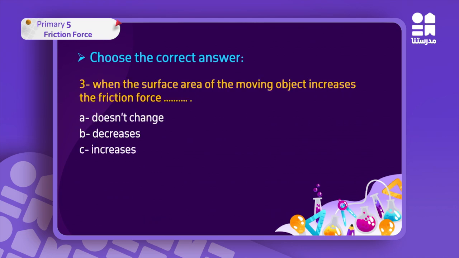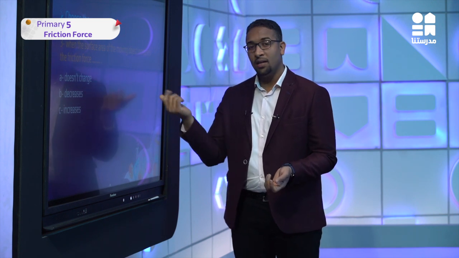When the surface area of a moving object increases, the friction force doesn't change, decreases, or increases? We know the relation between friction force and surface area is a direct relation. By increasing surface area, the friction force increases. Perfect. Also, when we decrease surface area, friction decreases.